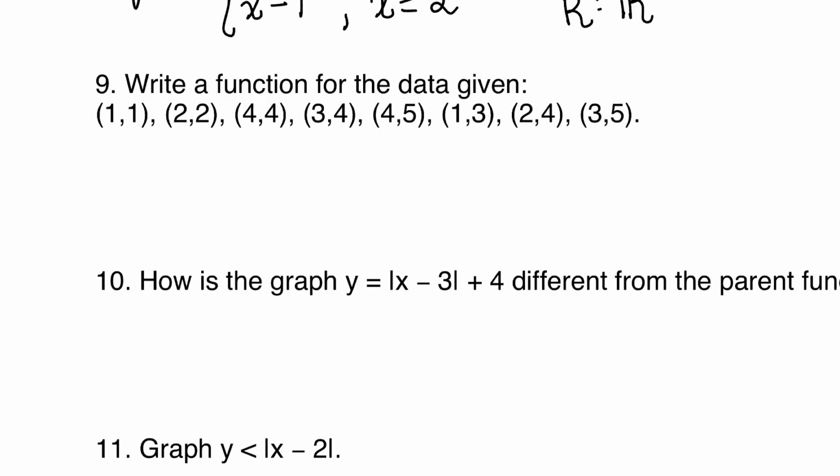Number 9, write a function for the data given. So this is kind of a trick question because a function requires there to be one x value for every y value. And here we have many, many repeated x's. We have a 1 repeated here. We have a 2 repeated here. We've got a 4 repeated. And we also have a 3 repeated. So literally every x value has a double y value, so this one is not possible. You can graph a relation, but there's no way to write a function because it does not pass the vertical line test.